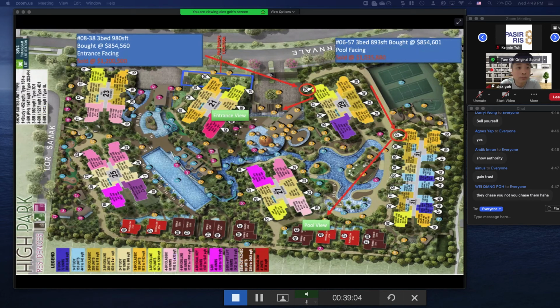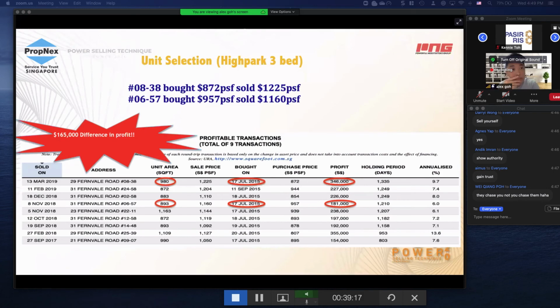Pool view, correct? Because it has a better facing, correct? So let me go through with you the outcome and results of your choice. For the 0838, you actually make a profit of 346,000. As for the unit you chose, the pool facing one with the better view, it sold at 181,000. The number is not bad, lah.